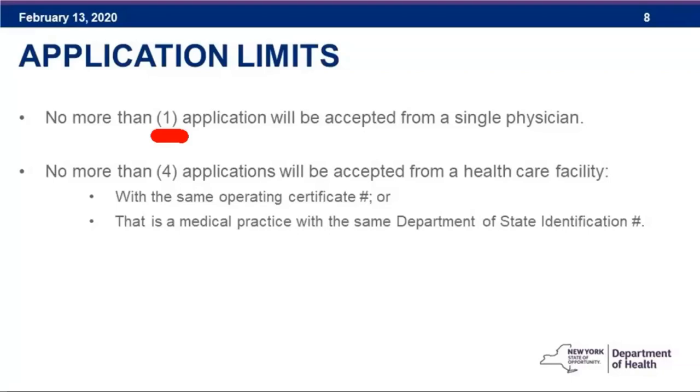For facilities, they can submit up to 4 applications, and this is an increase from last year where they could have submitted 3. How we differentiate a healthcare facility is by your operating certificate number or your Department of State identification number. So we'll ask you to submit that number, and then we'll be certain that there's no more than 4 applications coming from those numbers. If a facility tries to submit a 5th application, the Grants Gateway won't let you do it. It'll lock you out. So there's a safety mechanism there.